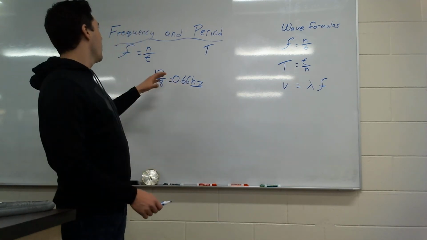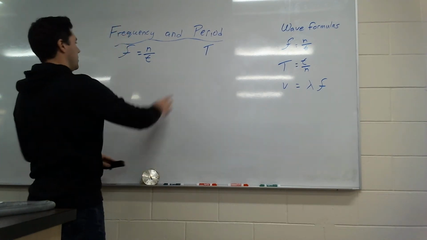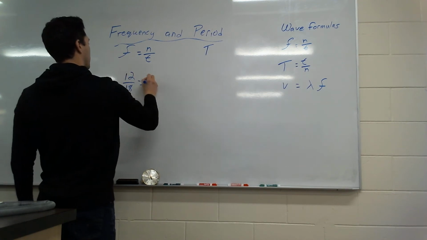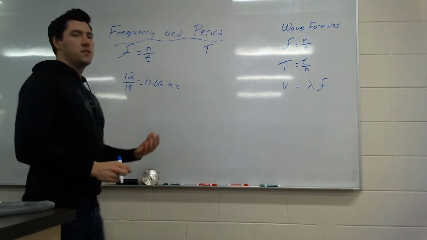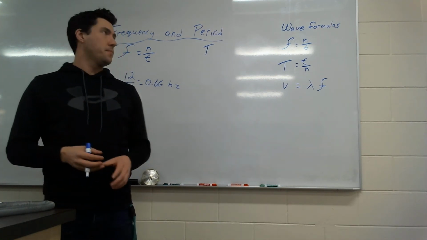And that's what frequency actually means. I'm just going to move this over. I want a little more space on my period side over there. But again, 12 divided by 18 equals 0.66, and then hertz. Okay? So that's what frequency is going to tell you. It's going to tell you how many times you did something in 1 second.